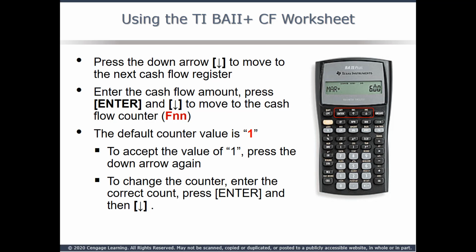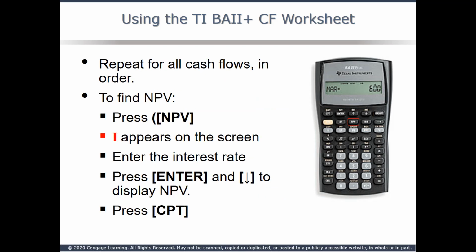If successive cash flows are the same amount, you do not have to, but you can, enter each one separately. You can use the frequency counter to tell the calculator how many cash flows are the same. The default value is 1. Continue entering cash flows and frequencies until all are entered. To find the NPV of the uneven cash flow stream, press NPV. The display shows I equal to 0, asking for the discount rate. Enter the rate and press Enter and down. The display will show NPV equals 0. Press Compute, and the computed NPV will be displayed.